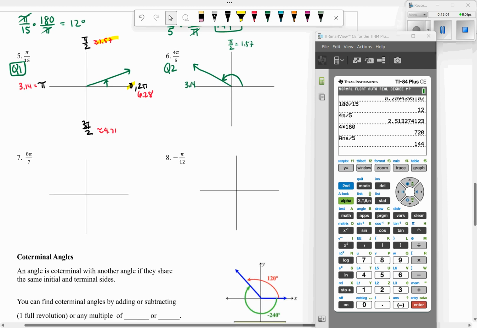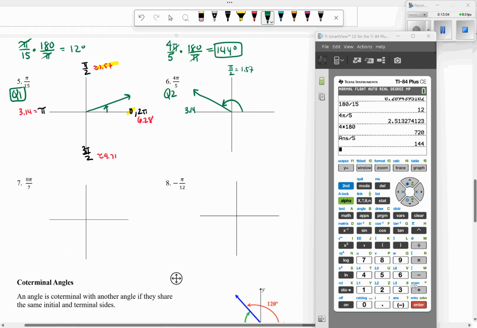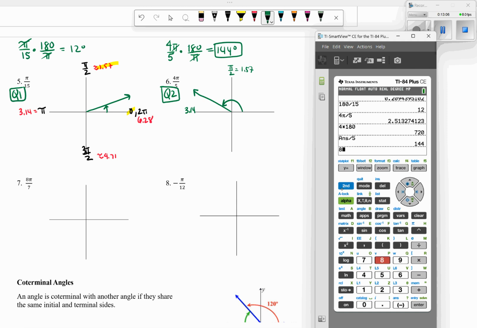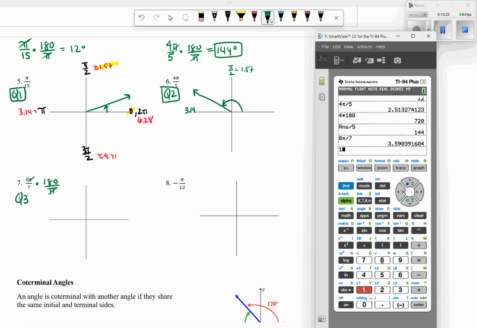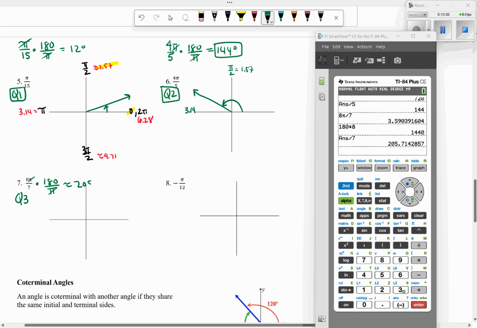Looking at the next one, we have 8 pi over 7. So 8 pi divided by 7 gives me 3.59, which is bigger than pi. So I know that it's going to be in quadrant 3. But if I'm unsure, multiply this by 180 over pi. So your pi's cancel out in this case. So 180 times 8, and then divide that by 7, and we get about 205.7 degrees. So that tells us we would be somewhere about here.